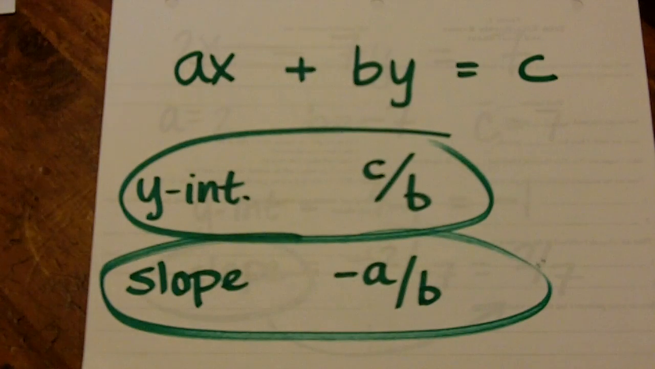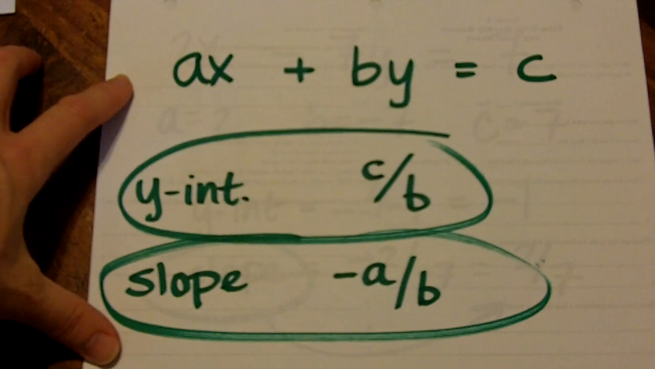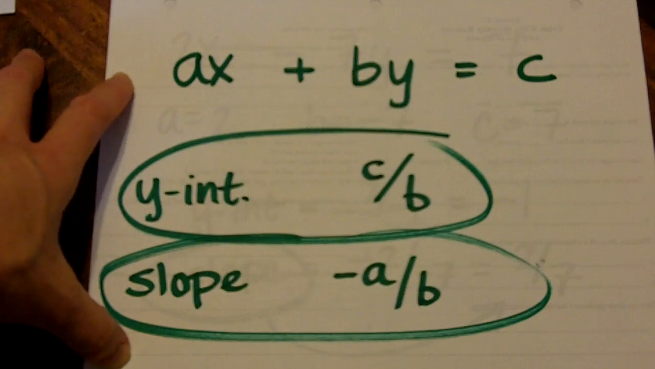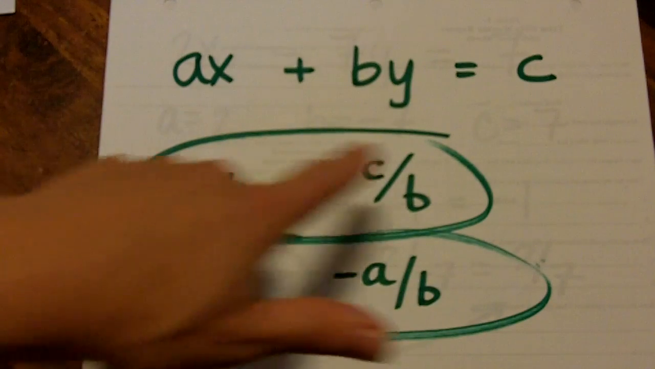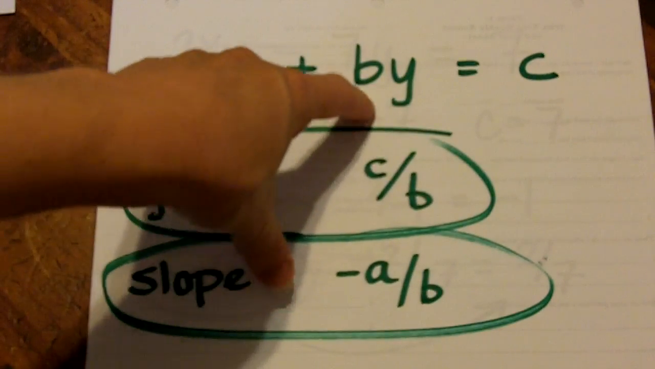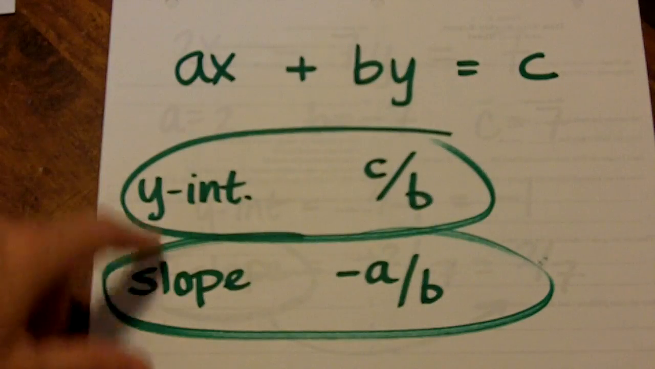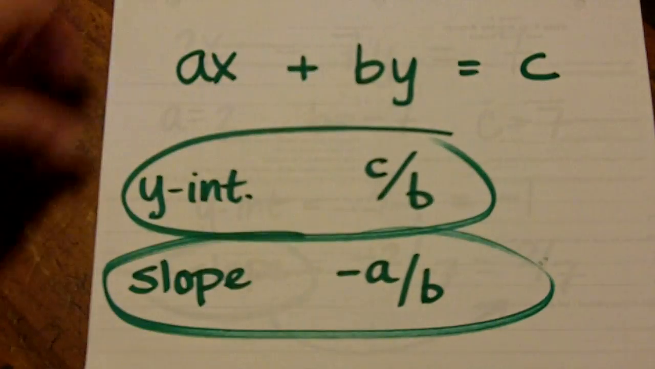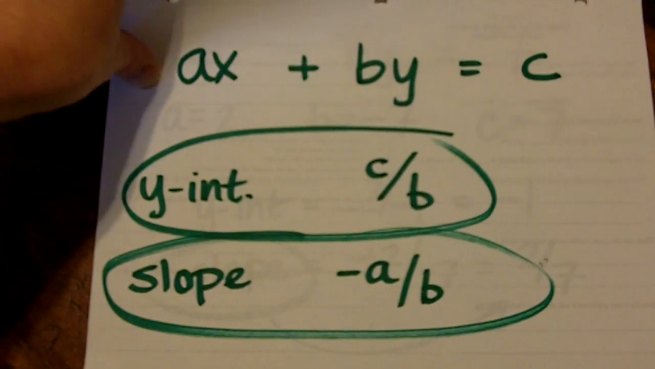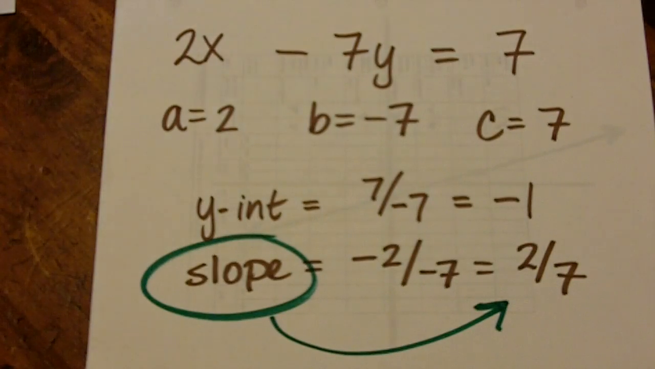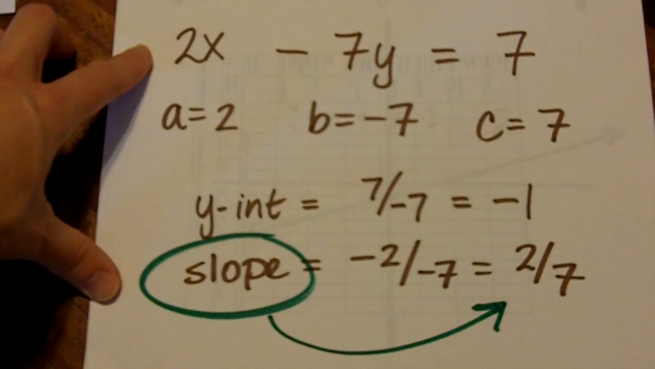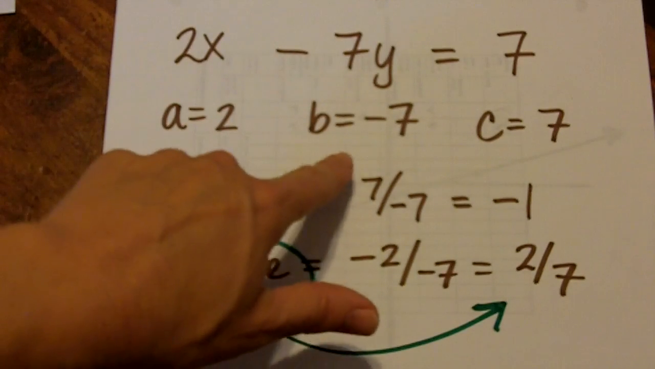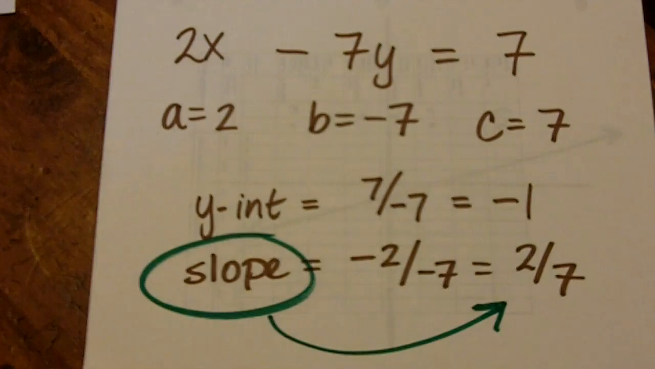I hinted at this the other day in class, but if you have an equation in standard form, which is ax plus by equals c, then you can find your y-intercept by dividing c by b, and you can also find the slope by taking the negative of a and dividing it by b. Again, let me show you this with a real equation. If you were given the equation 2x minus 7y equals 7, then you would know that a is 2, b is negative 7, c is positive 7.